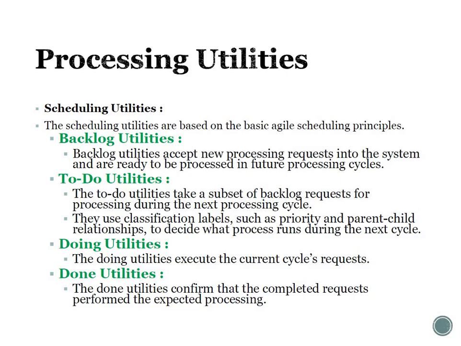Here you will have to use different labels where you are showing the priority of the process, any dependencies like parent-child dependency if there is one, and which process should run immediately after this process. If there is any such dependency, to depict all of this you should use classification labels. So again, to-do utilities are a subset of backlog utilities that you will process during the next processing cycle. Doing utilities are the utilities that you are executing in the current processing cycle. And done utilities are the utilities which you have already executed; their execution is done.